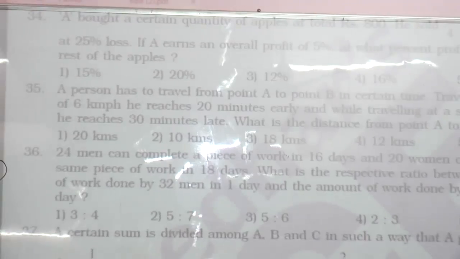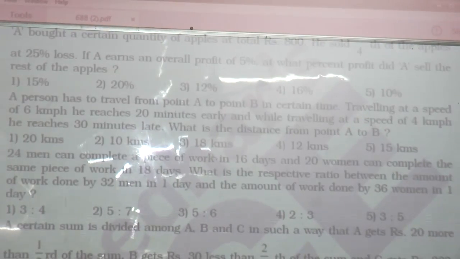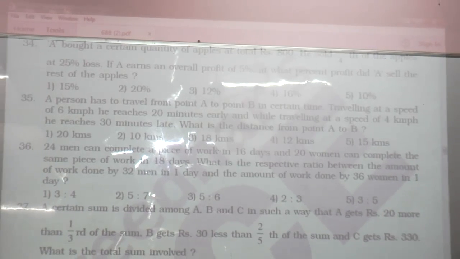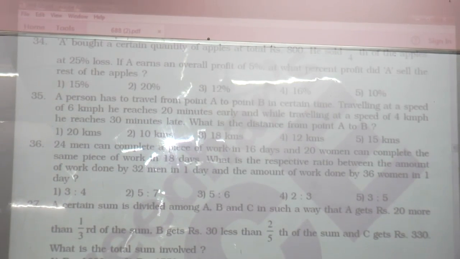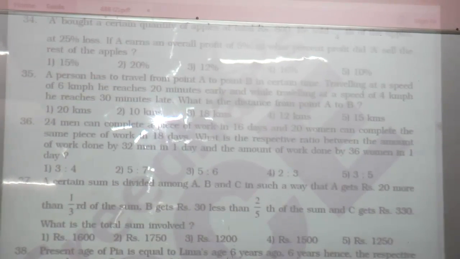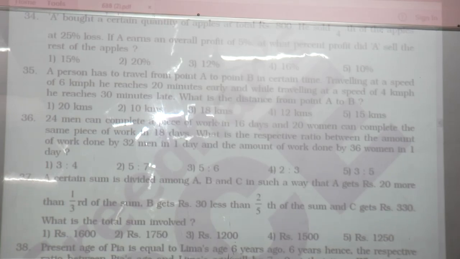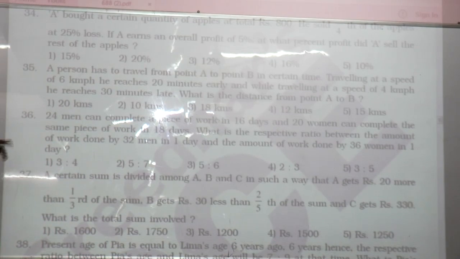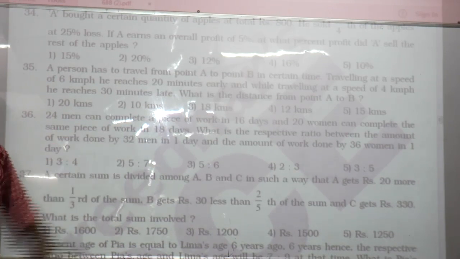Next, 36. 24 men can complete a piece of work in 16 days and 20 women can complete the same piece of work in 18 days. What is the respective ratio between the amount of work done by 32 men in one day and the amount of work done by 36 women in one day? Right, one day work. You asked about one day work of 32 men and 36 women.